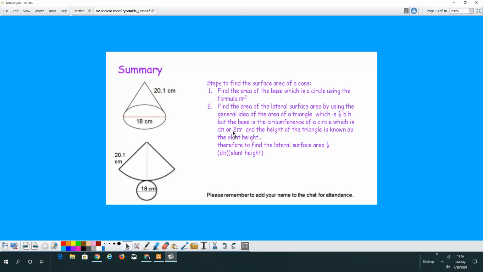Okay, so we're really looking at this. This is where the 1/2 comes from: it's 1/2 base times height, but the base is 2 pi r, and the height is our slant height. So the lateral surface area is 1/2 diameter times pi times slant height. Okay.